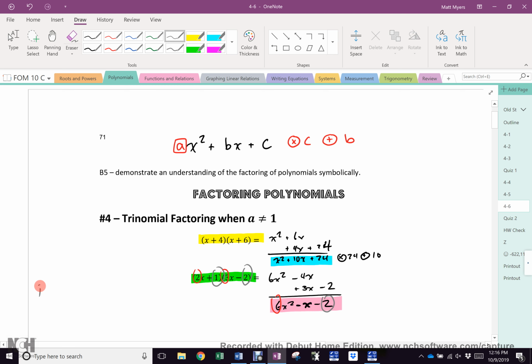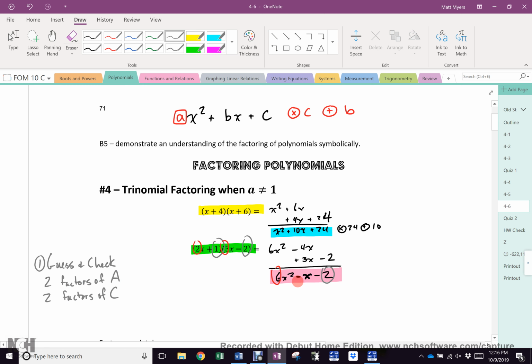Method one, which is guess and check, which I don't like, is simply two factors of A, two factors of C, and then you just try them until you get it to work. Everybody sees this? It's pretty easy, yeah?